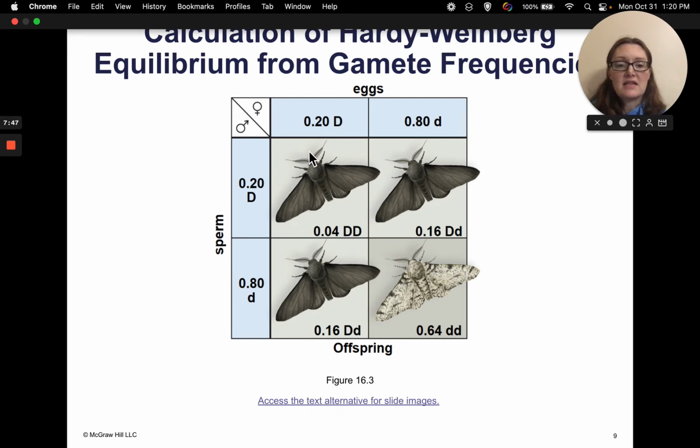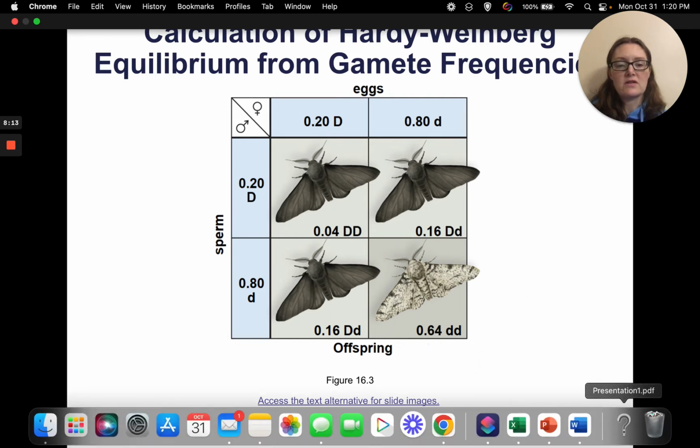So in this case, we have a 1 to 2 to 1 ratio. And in order for this ratio to remain the same, in order for this to stay the way it's supposed to be, we have to meet those conditions. Actually, now that I look at this, it's not a 1 to 2 to 1 ratio, because it's 0.04 to 0.16 to 0.64. That's not a 1 to 2 to 1 ratio. But in order for this condition to be met, Hardy-Weinberg equilibrium would have to be consistent.